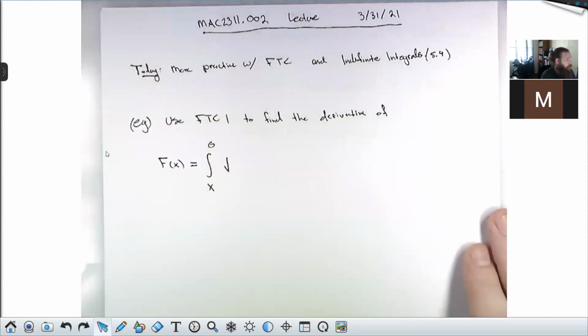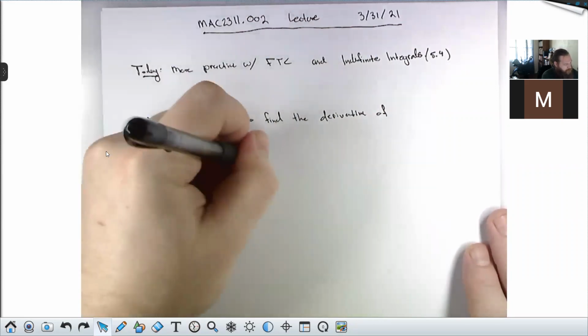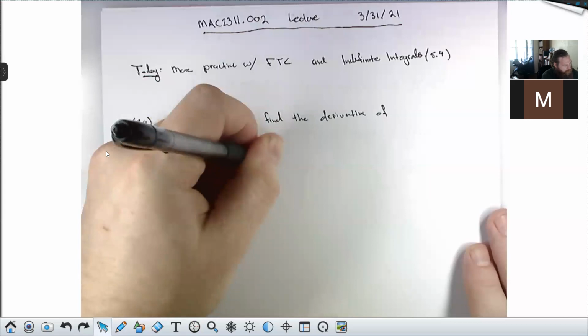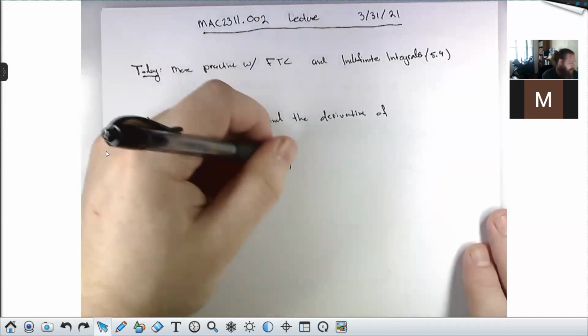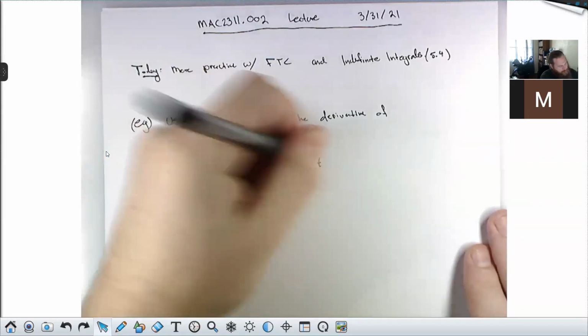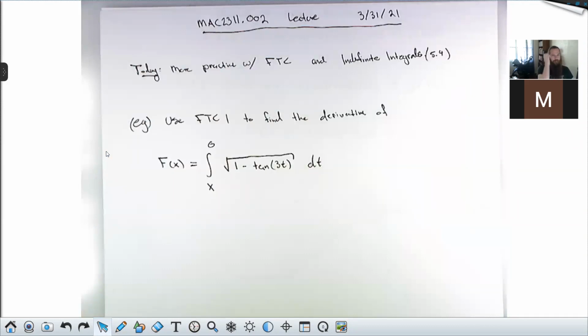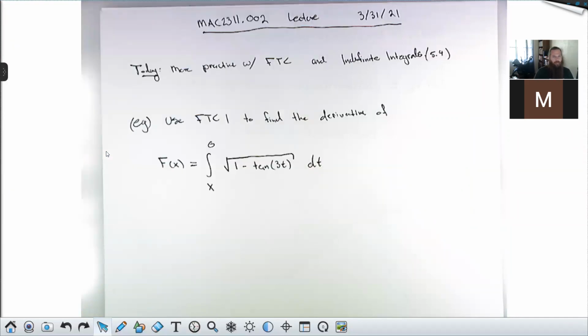Let's do the square root of, how about 1 minus the tangent of 3t dt. So very, very similar, just swapping a secant for a tangent, basically, swapping a 4 for a 3. So you can follow this if you need help with problems like problem 5 in the homework.